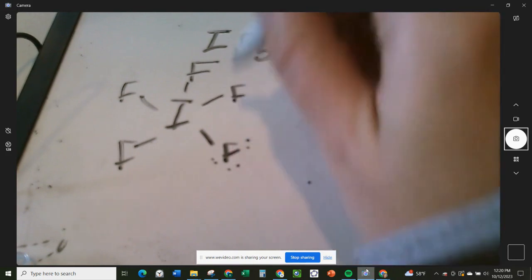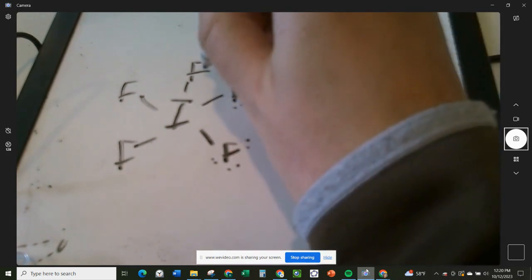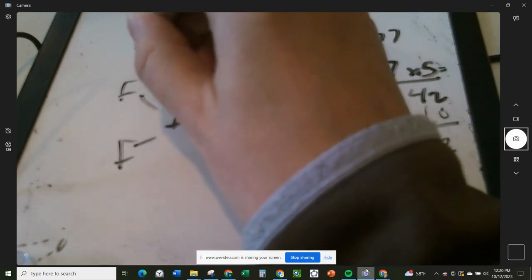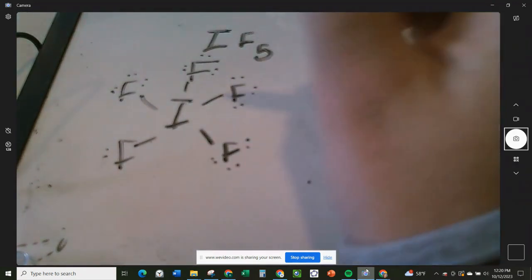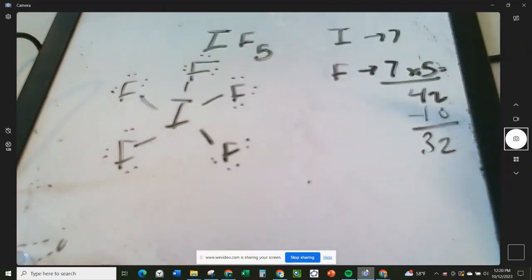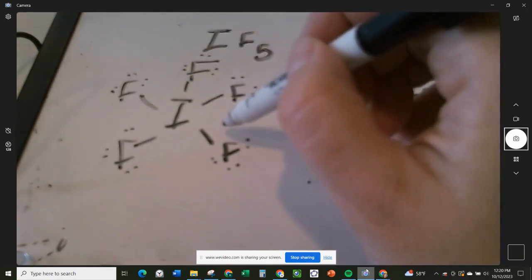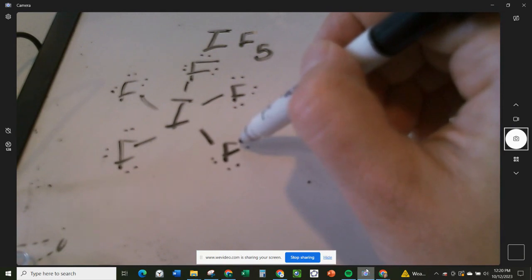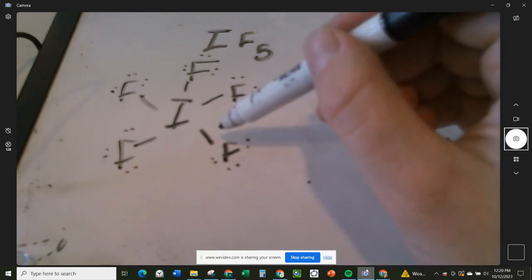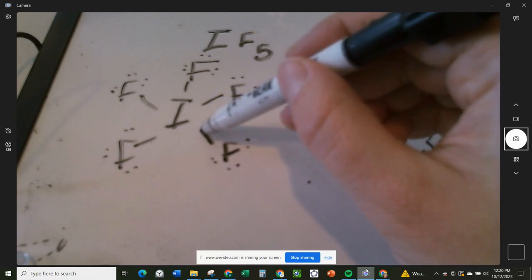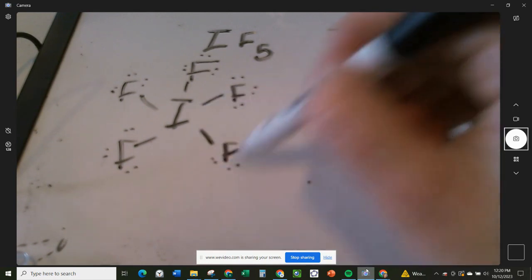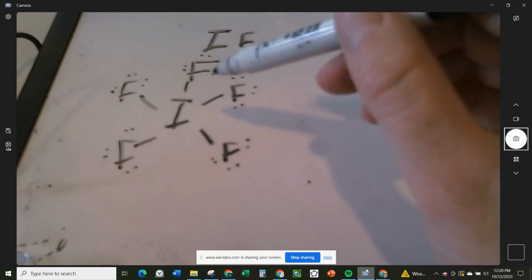2, 4, 6, 8, 10, 12, 14, 16, 18, 20, 22, 24, 26, 28, 30. So we've just used 30 electrons. We have 2 valence electrons left to show. I've put 6 around each fluorine, so now they have the bond, and then 6 in their lone pairs. So we've got 2, 4, 6, 8. Each of the fluorines has 8 electrons, so it has a satisfied octet.